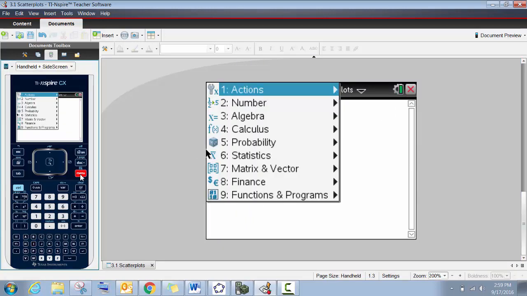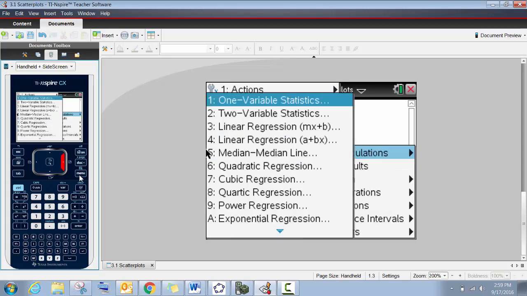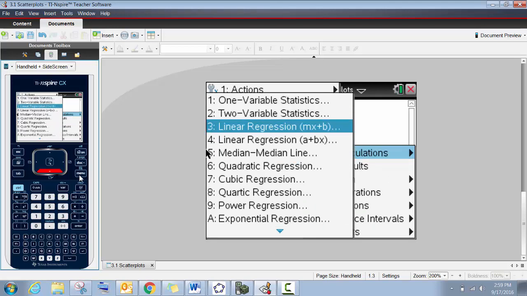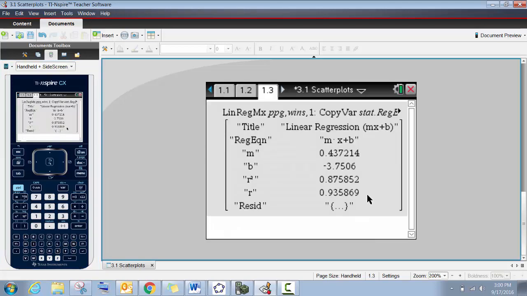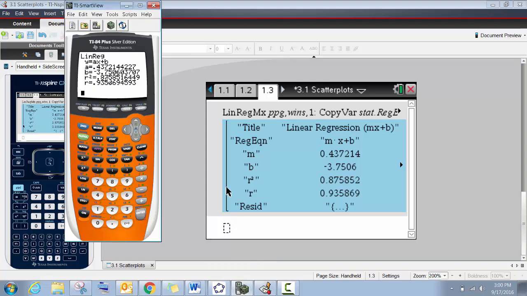So, menu, statistics, stat calculations, and linear regression. So, X list, I labeled it points per game, PPG, and wins. Everything else stays the same. Again, you have a whole bunch of stuff, and we'll talk about that later. R is 0.9359.